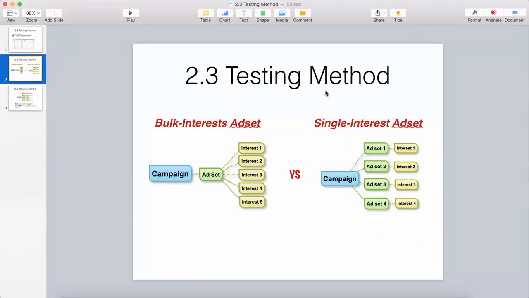The reason I prefer this one is because in bulk interest, we cannot tell which interests perform well and which interests perform poorly, because we gather them into one ad set. While in a single interest ad set, we can tell right off the bat which interests give you expensive CPE and which interests give you cheap CPE. Let me show you an example.